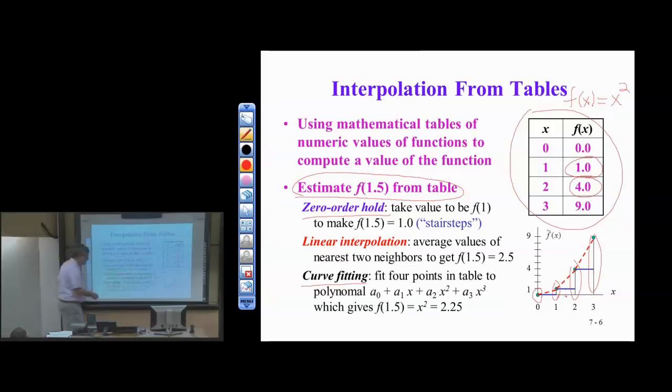So now that I have a formula, which is now data dependent, I can interpolate anywhere I want along x. Any value I want, right? It's just a formula. So now for f of 1.5, I just compute the formula and I get 2.25. Okay.